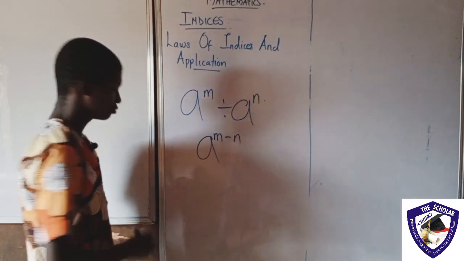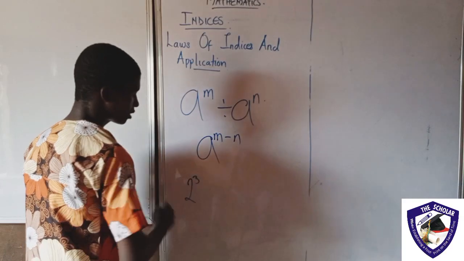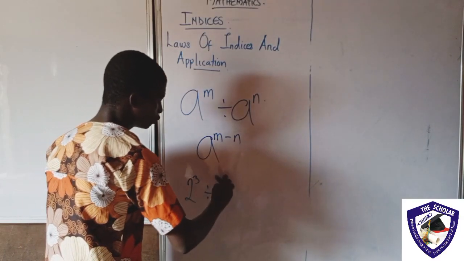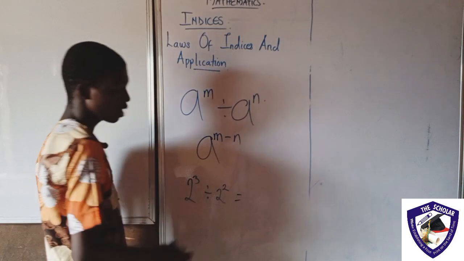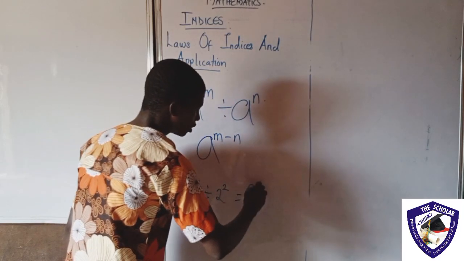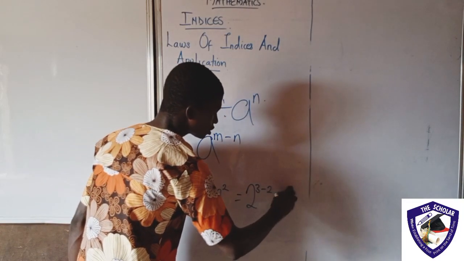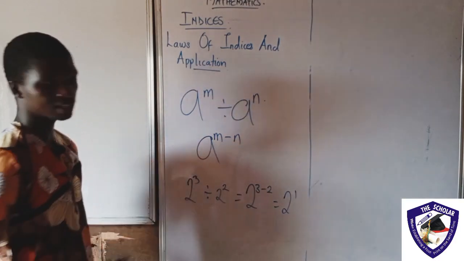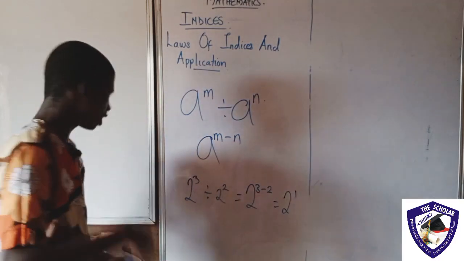Let us take for example, when we have 2 raised to the power 3 divided by 2 raised to the power 2. According to this law, we are going to have 2 raised to the power 3 minus 2, which is 2 raised to the power 1. That is how to apply this law. Now let us move to another law.